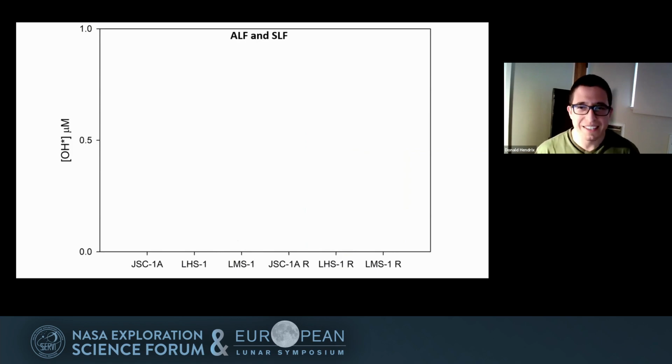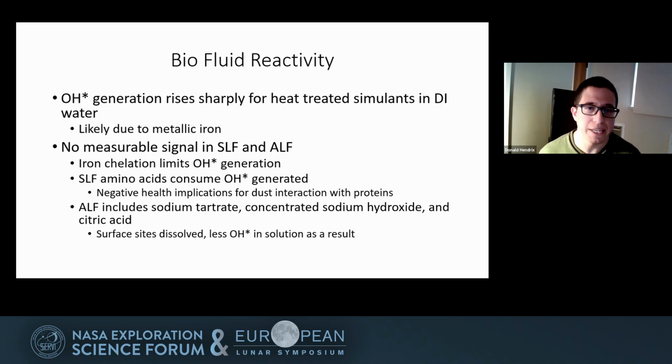And so this is where it gets kind of interesting. This is not an incomplete graph. So this actually shows the results in ALF and SLF, and we were not able to get a measurable signal in either of these fluids. But that doesn't necessarily mean that we're not making OH radical. It could also be that we're not making OH radical. But in the next slide, I'm going to go over some bullet points on what may possibly be happening.